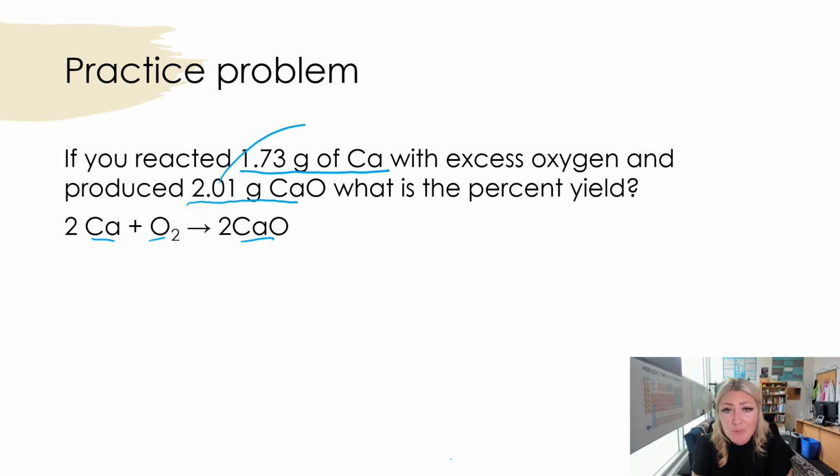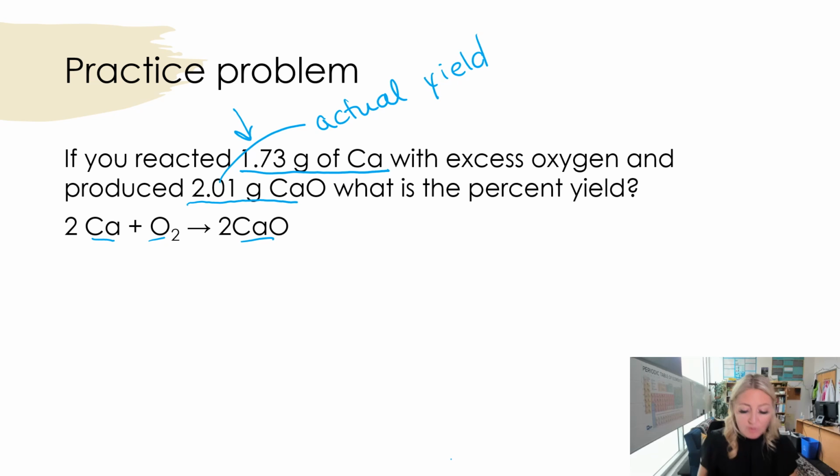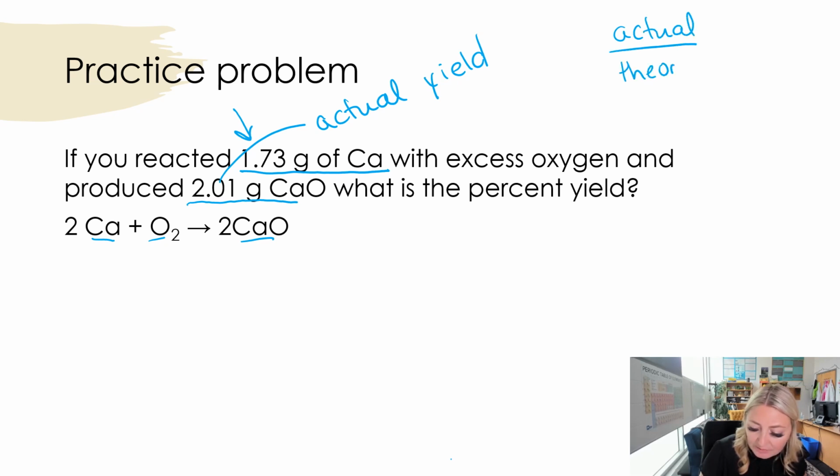Because they're telling us what we produced, it's coming from the word problem. I know that this is the actual yield when we start with 1.73 grams. They want to know what the percent yield is. And as a friendly reminder, for the percent yield, we're going to take the actual yield over the theoretical, and we'll multiply it by 100. So I have the actual, but I don't have the theoretical.